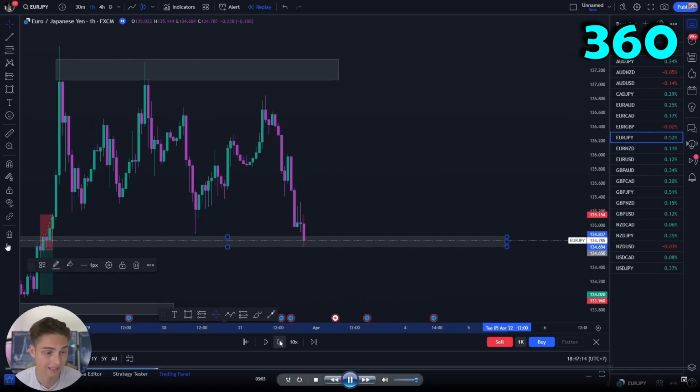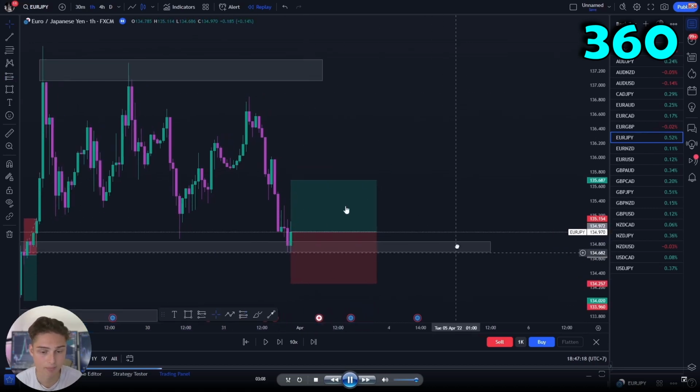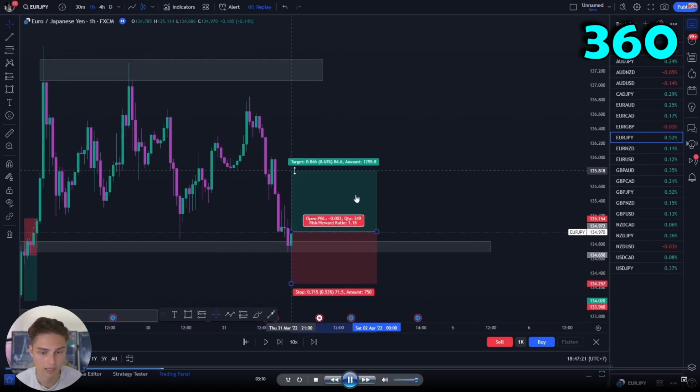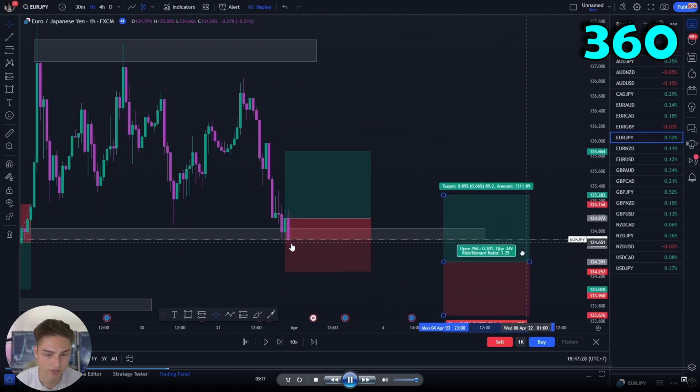So I've just extended that support out to the left to see if it will bounce, and it does. So I've taken a buy here with a stop below and a profit target of 1 to 1.25. So let's see how that plays out. And so it's just smashed straight in.